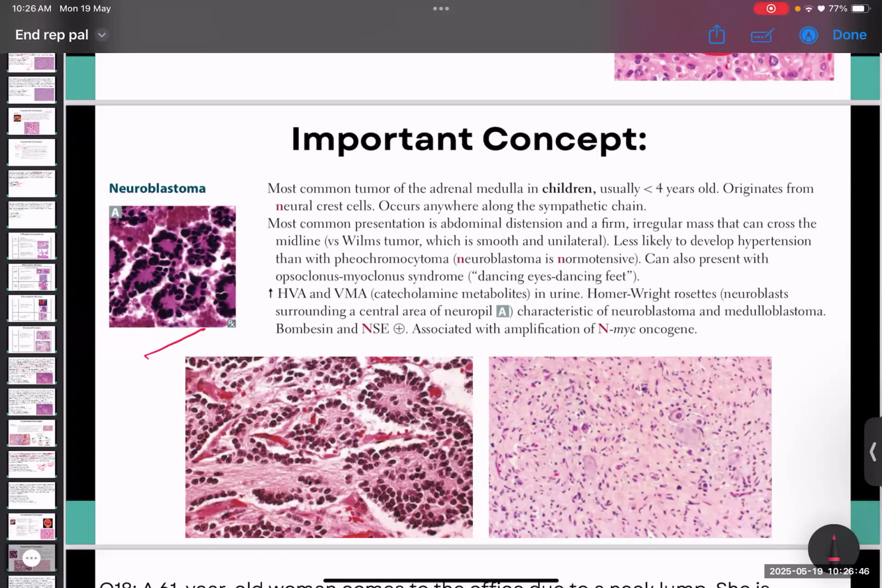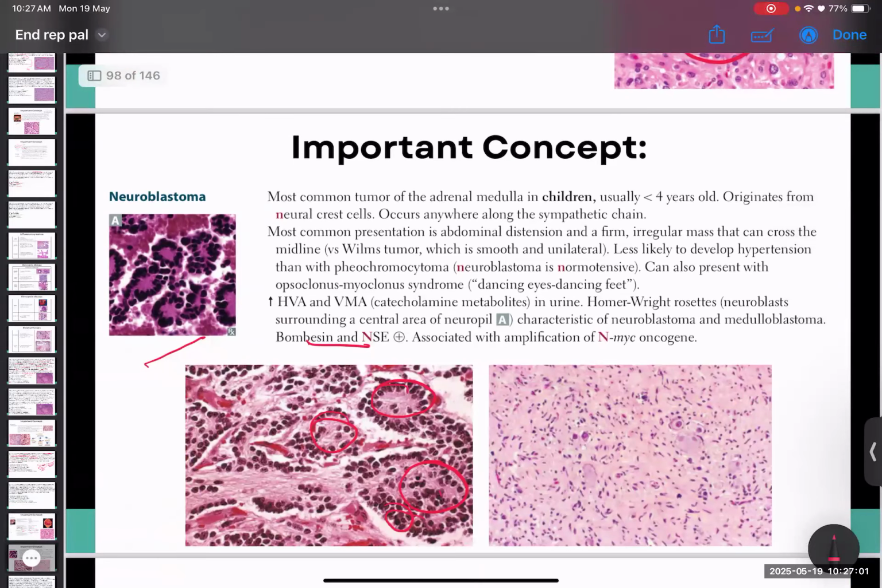And something that is specific to neuroblastomas is the Homer Wright rosettes. So these things here. These are pathognomonic for neuroblastomas. And again, they're also going to be positive for neural markers like bombesin, NSE, chromogranin, synaptophysin, anything of that sort. And they're also associated with the N-myc oncogene. The thing about neuroblastomas is that they can mature into ganglioneuroma, which is a more benign form of the disease. Okay, so this is how a ganglioneuroma looks.